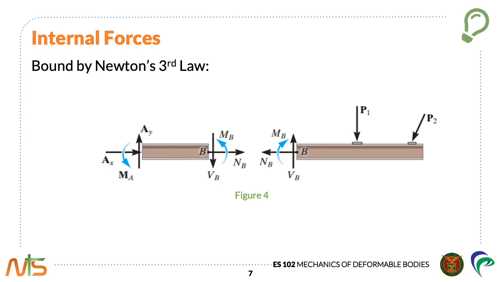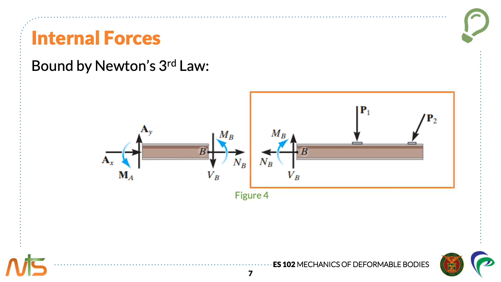Now, the magnitude of these internal forces can be determined by applying the equations of equilibrium to the free body diagram of either segment. In this case, however, the right segment is the better choice since it does not involve the unknown support reactions at A. So we can solve for the internal loadings at B even without solving the support reactions at A if we are to consider the right segment.